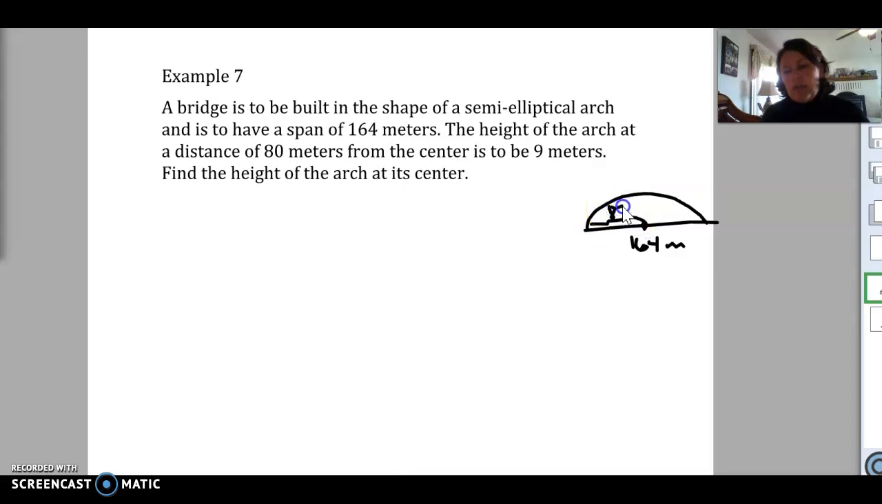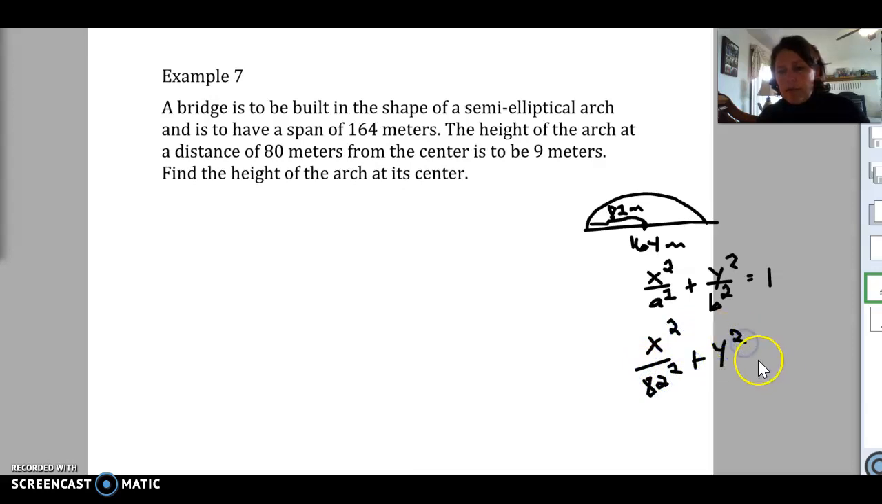will be 82 meters. Okay, so we can say that this is centered at 0, 0, and therefore our equation is going to be in the form of x squared over a squared plus y squared over b squared equals 1. Okay, so we know A is going to be 82, the distance from a vertex to the center. So we'll have x squared over 82 squared. We know that much so far. And we know it's equal to 1. So to be able to complete this equation, we need to find what B is.